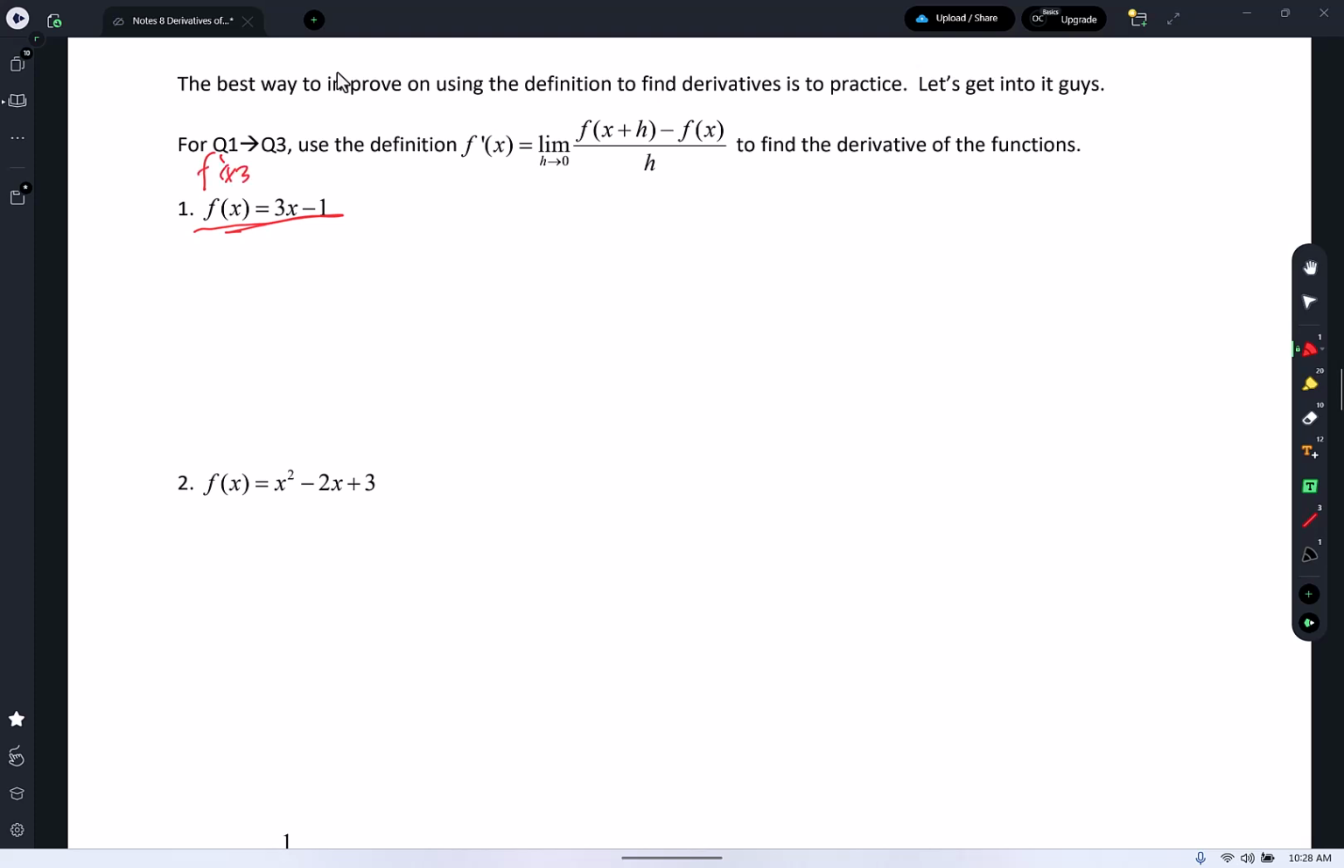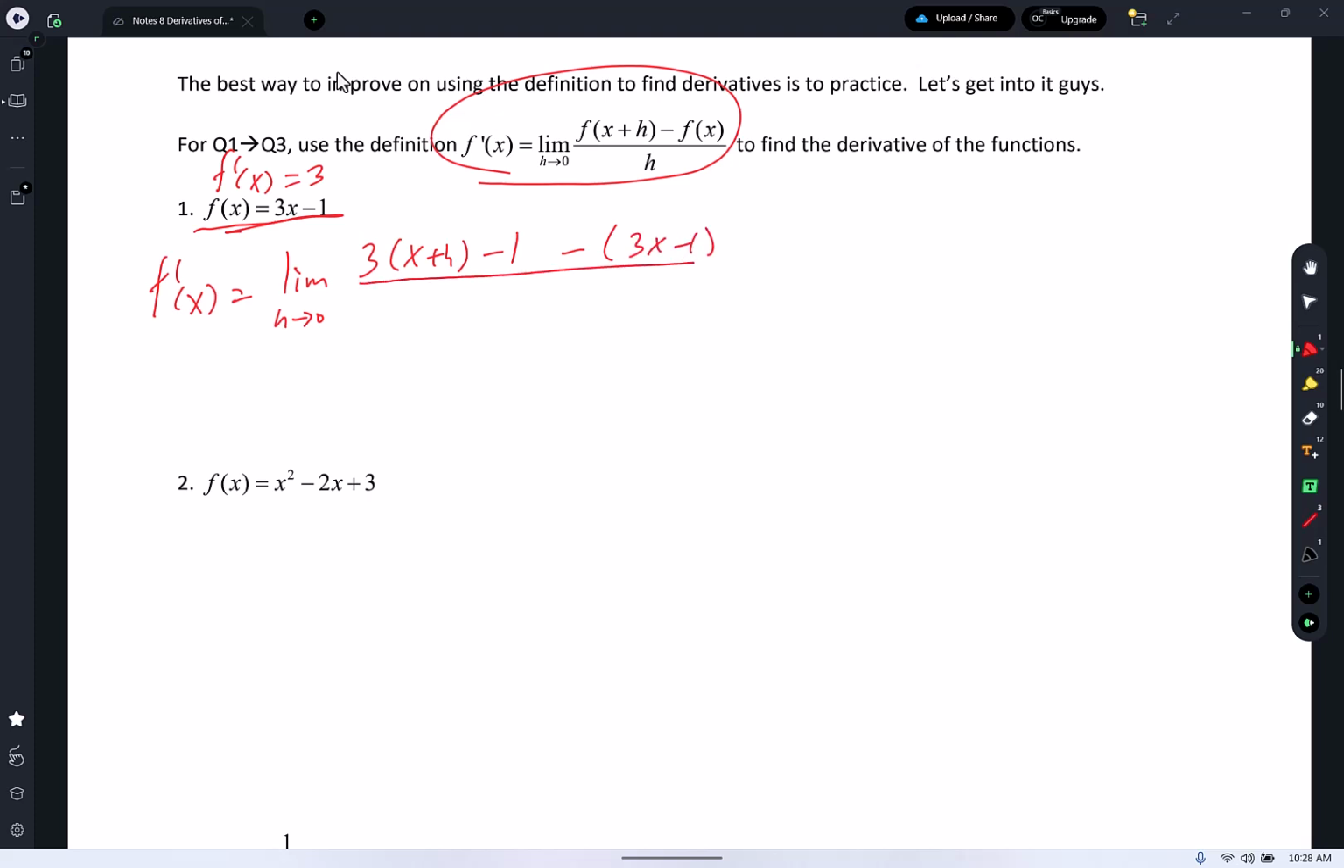F of x. I already know that the derivative of that's going to be 3, but for now, guys, just for 2 days, we're going to have to do it longhand. So it says use the definition. So I'm just doing this over and over again a whole bunch of times. So f prime of x equals limit as h approaches 0 of 3 parentheses x plus h minus 1 minus parentheses 3x minus 1. I just didn't expand it here. I just wrote f of x plus h already. All over h. I'm going to distribute that 3.